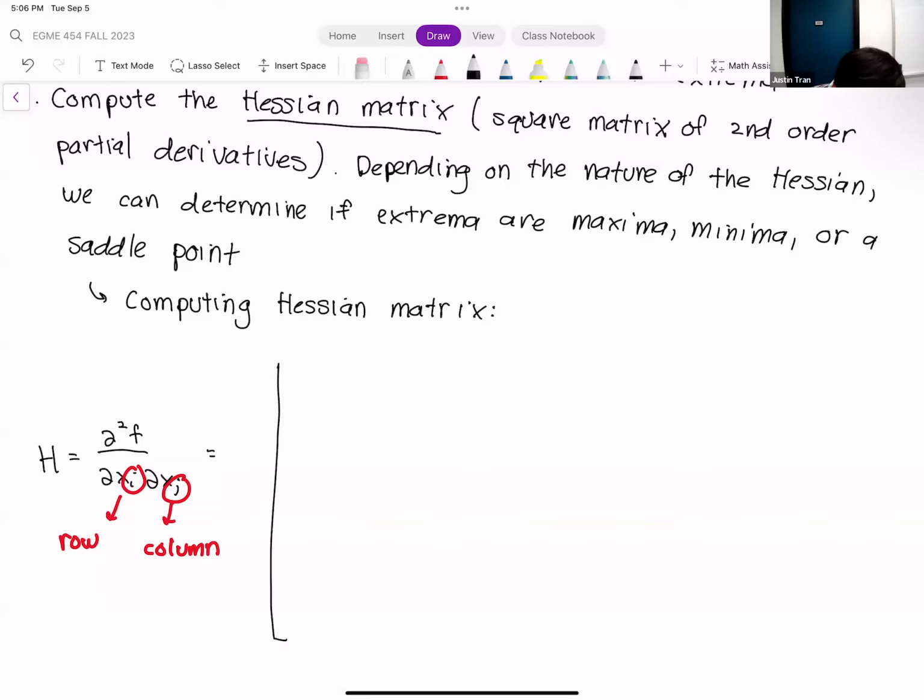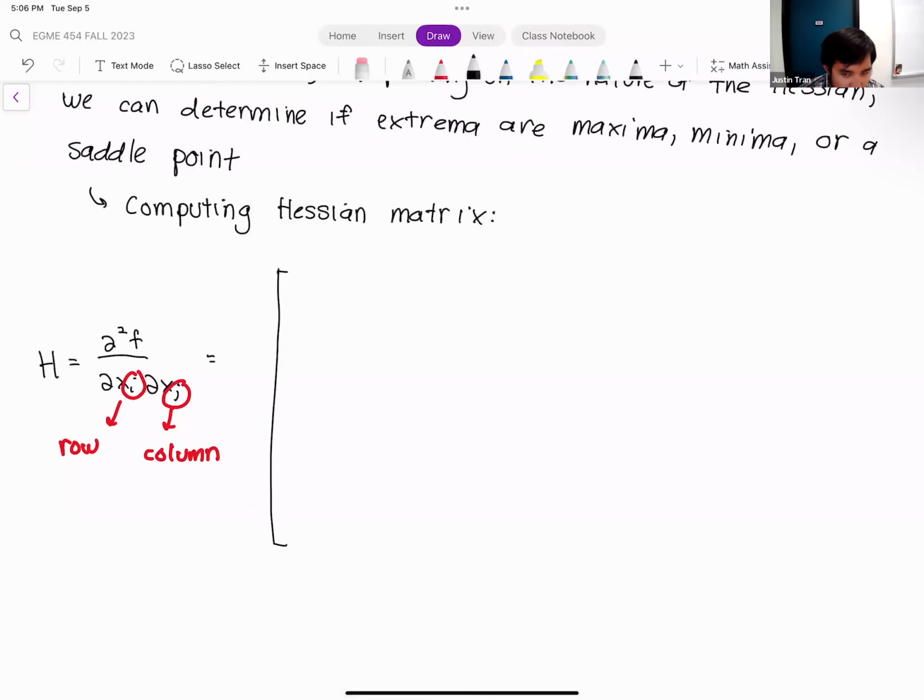Let's see what it looks like. All right. And so the way to interpret this is to set the values of i and j equal to the values of whatever row and column that you're in. Okay. And so in the top left entry, this one right here, we're going to be at row 1 and column 1 of the matrix. So that means i is equal to 1 and j is equal to 1. And so this is going to be partial squared f, partial x1 squared.